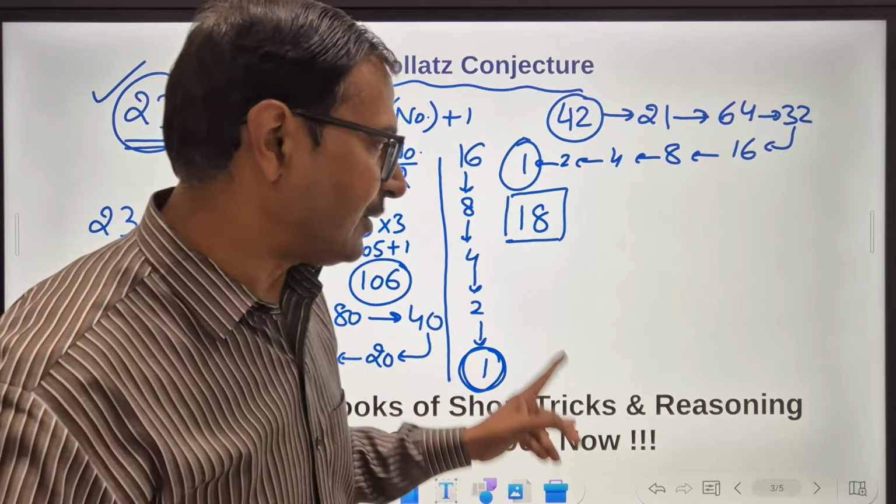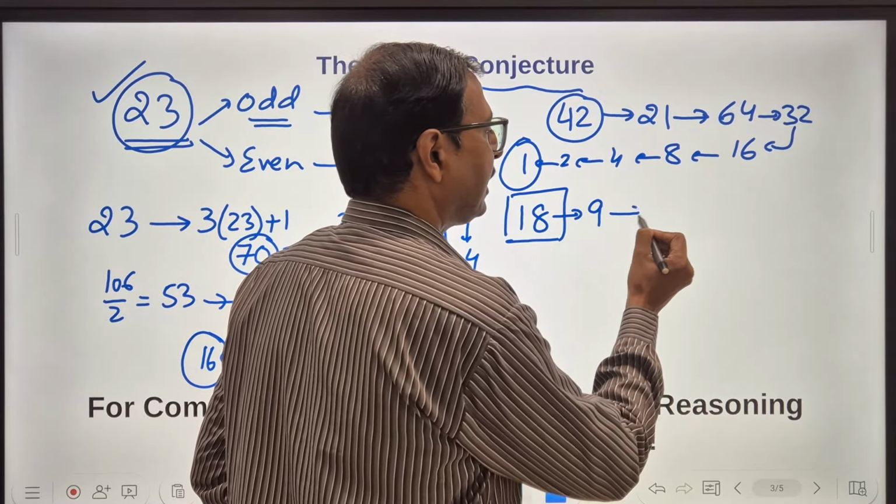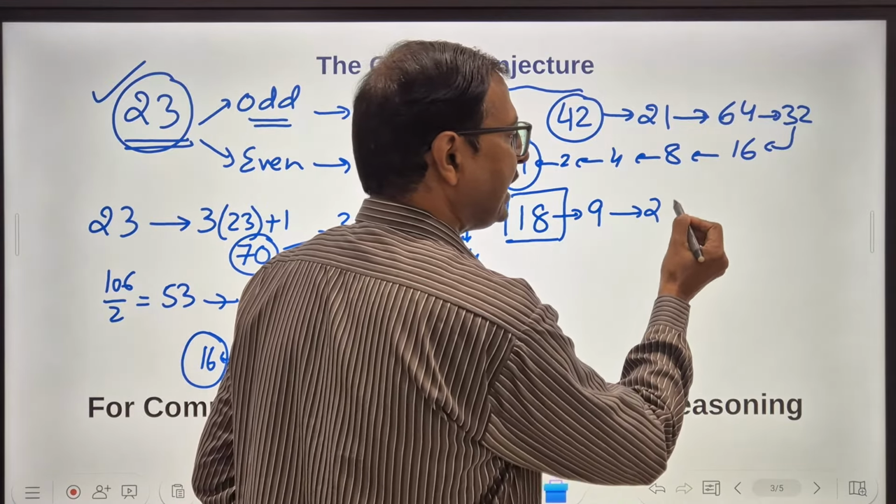Like suppose you start with 18. Half of 18 is 9. Triple of 9, 27 plus 1, 28. Half of 28, 14. Half of 14, 7. 7 threes are 21, so 22. Half of this is 11. 33 plus 1, 34. Half of this is 17. 17 threes are 51 plus 1, 52. Half of this is 26. Half of this is 13.